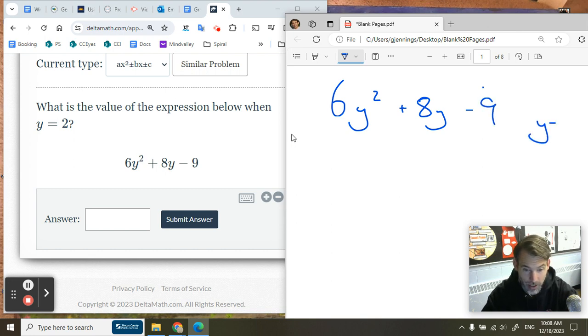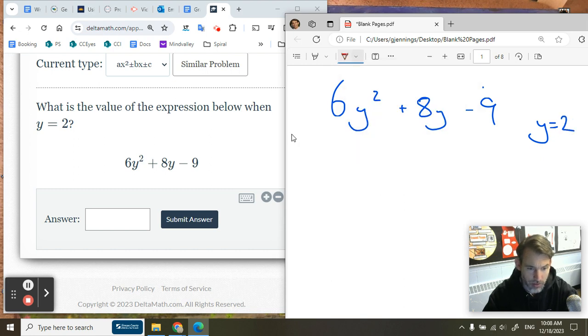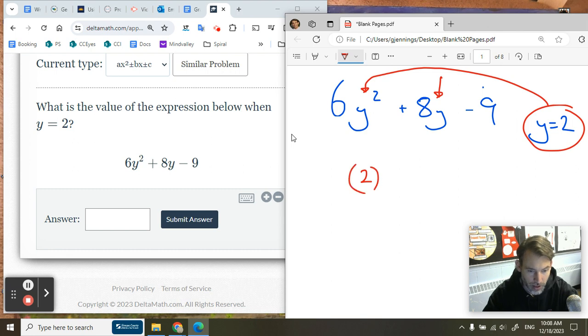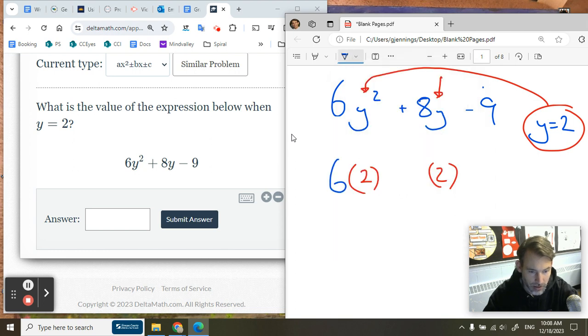I also know y equals 2. So I'm going to do the substitution in another color to help us out here. y equals 2, and I'm going to substitute that everywhere. So I'm going to have 2 there and 2 there. And the rest of the places, I'm just going to have 6 times 2 squared plus 8 times 2 minus 9. The rest of the stuff just comes down.